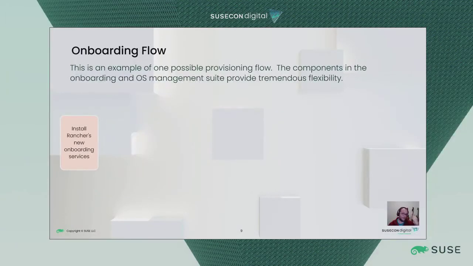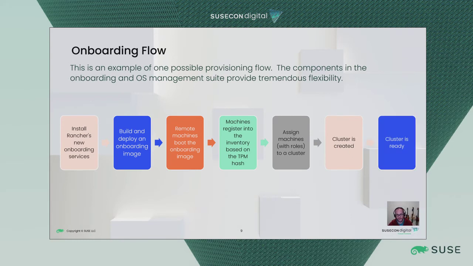So the onboarding flow looks like this. I'm just going to go ahead and build this out. The onboarding flow is basically this. You would start off, and this would probably already be done for you, but you would install our new onboarding services or enable those. You would do some configuration around how machines should actually look, for example, what device they should be installed onto.